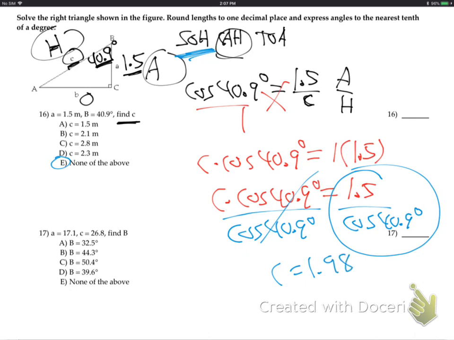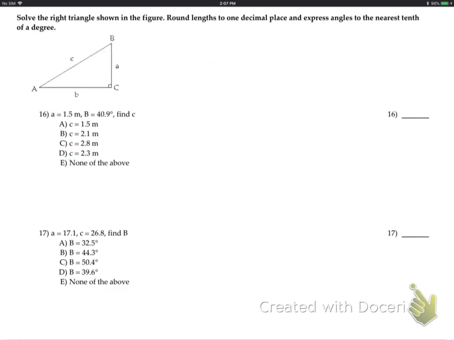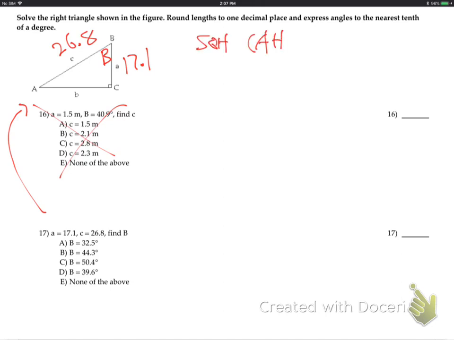All right, but not to you who have great confidence in your trigonometric skills, right? All right, so that's 16, 17. They give you A is 17.1, and little c is 26.8, and they want me to find angle B there. So SOHCAHTOA. What trig relationship involves this angle and these two sides? It's cosine again, right? So we say cosine.